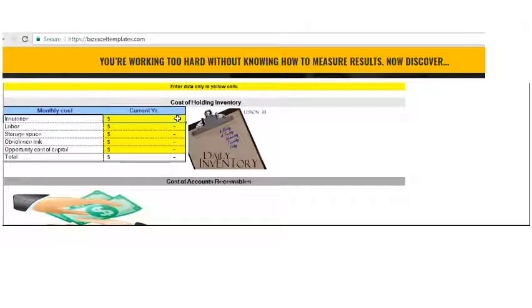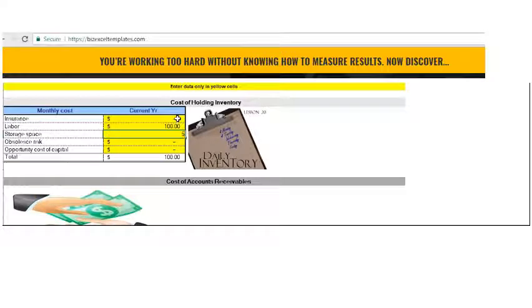If you have insurance cost for holding inventory, you put that in here. In this case, I have 0, so I put that as 0. If there's any labor cost for holding inventory, you put that in there. I estimate that on average, this is a monthly cost, I probably spend about $100 a month to move that inventory around, the excess inventory I have.